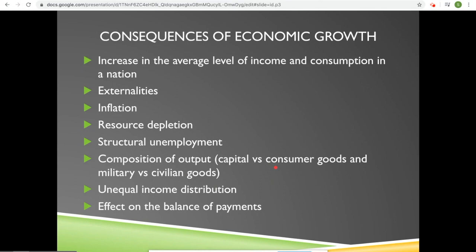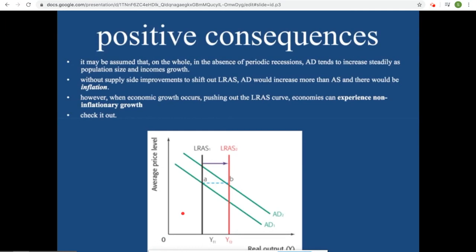Okay, now that we're done with all of the topics of the meaning and the causes, now let's look at the consequences of economic growth. This is just a summary of the consequences. I'll just take you through them very quickly, and then we'll divide them into positive and negative consequences, right? So there's basically an increase in the average level of income and consumption, externalities, inflation, resource depletion, structural unemployment, composition of output, unequal income distribution, and effect on the balance of payments. Okay, I just basically read out the slide, but let's go on to the positive consequences, which I think will be better for you to understand it.